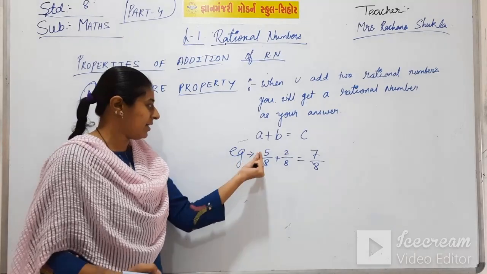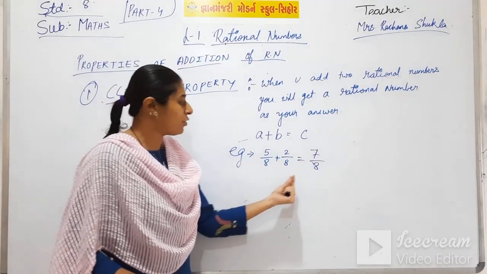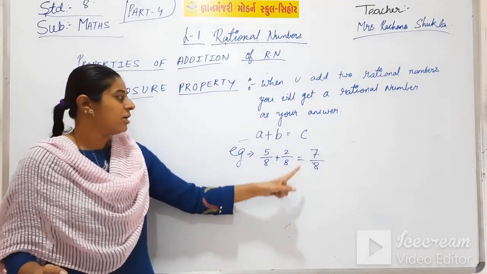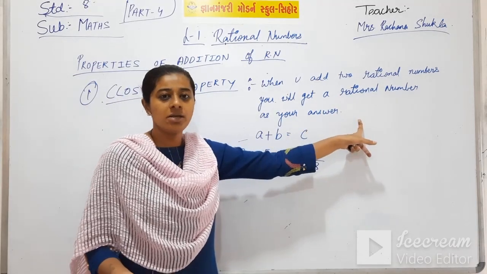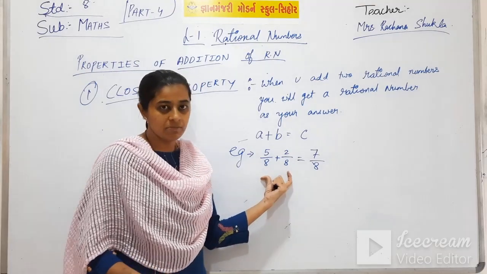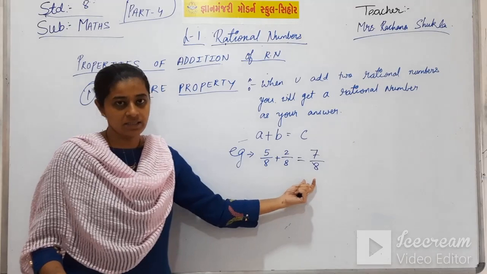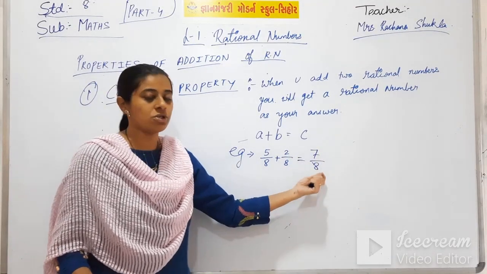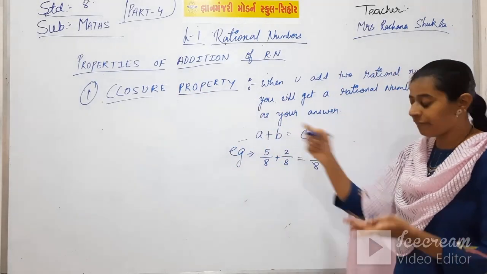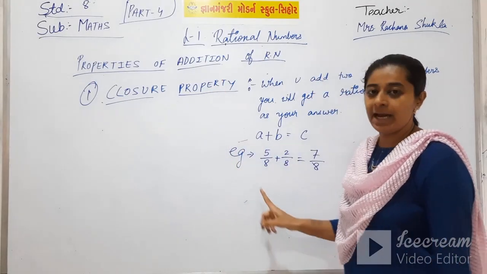How 7 upon 8? 5 plus 2 is 7 and same denominators, so you will directly put 8 here. Therefore, 7 upon 8 is your answer, which is also a rational number. I repeat once again. When you add two rational numbers, 5 upon 8 plus 2 upon 8, you will get an answer, 7 upon 8, which is also a rational number. This is known as the closure property of addition.